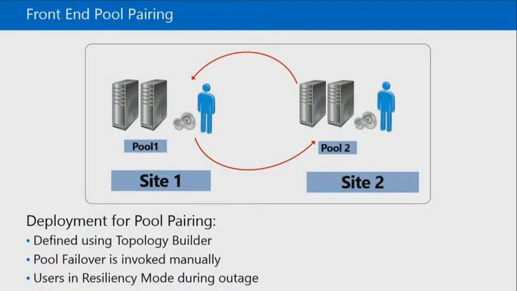So a front-end pool pairing, we had this concept in 2010 where we had pool A and pool B. In this example, it's pool 1 and pool 2. We would go into topology and select that we wanted to pair it with another pool. And then there were those two boxes that came alive. How long did we wait for it to fail over voice, and how long do we wait to fail back voice? 300 and 600 seconds was the default, so 5-10 minutes.